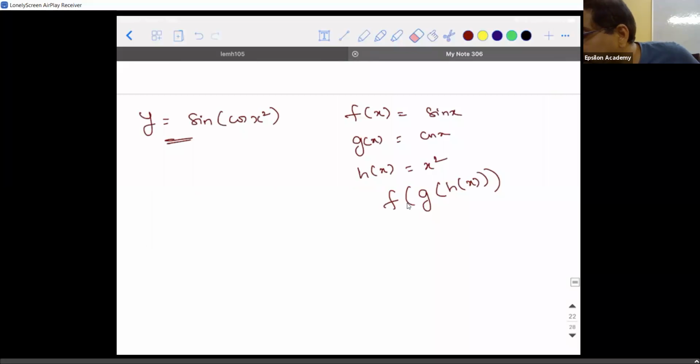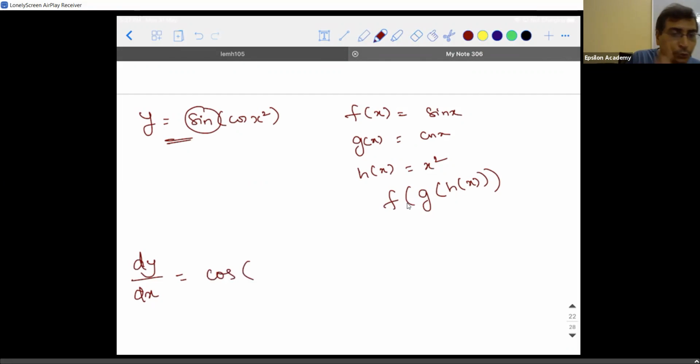So dy by dx is equal to, first look at the function that is there outside, derivative of sine. Cos. So derivative of sine is cos. Cos of, what are you supposed to do? Whatever is there inside that sine, blindly you will write the same thing. So what am I supposed to write here? The cos x square into, what will happen? You finish the outside function. So this first, second and third.